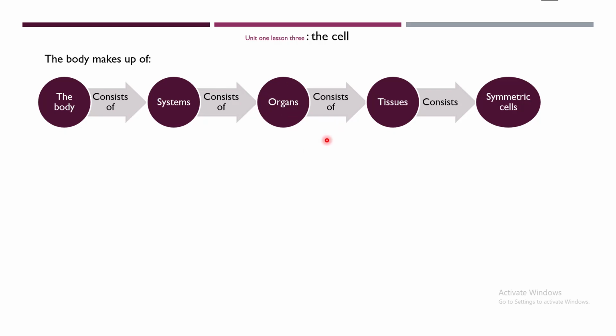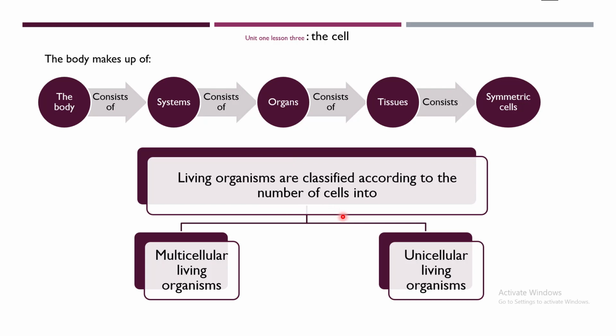And we've learned in this lesson that the organs consist of a group of tissues, and in the same manner the tissues consist of a group of cells. So we classify the living organisms according to the number of cells they have into multicellular living organisms and unicellular living organisms. Multicellular living organisms have more than one cell, but unicellular living organisms have only one cell. They consist of one cell.